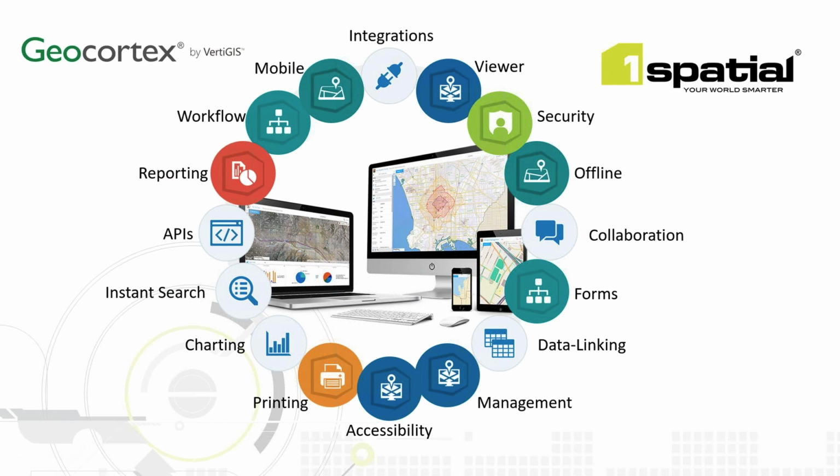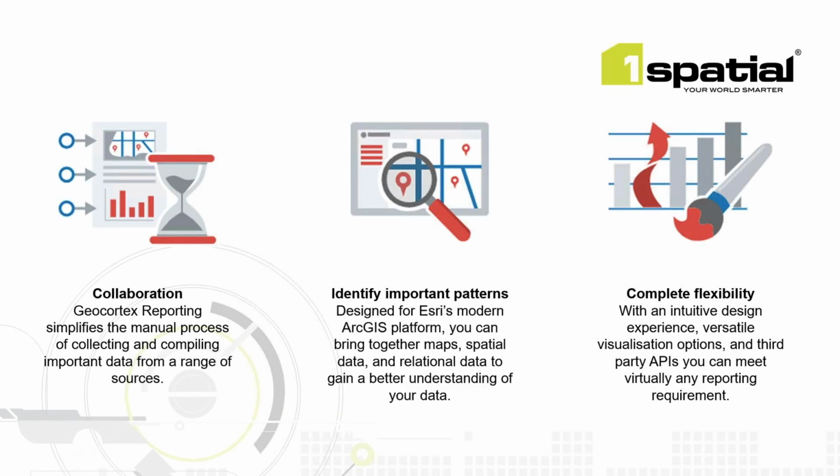Today, I'll provide a tech tip to highlight some of these new updates that have been added to the Geocortex reporting capability. Geocortex reporting has many benefits for your GIS, including collaboration, which is enabled by simplifying the manual process of collecting and compiling important data from a range of sources. It allows you to identify patterns and is designed for Esri's modern ArcGIS platform, with which you can bring together maps, spatial data, and relational data to gain a better understanding of your data.